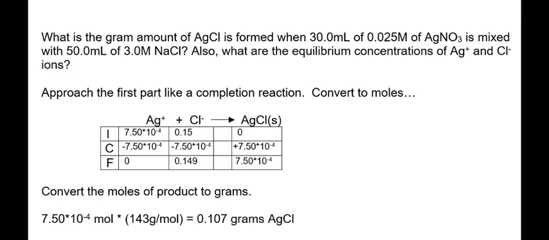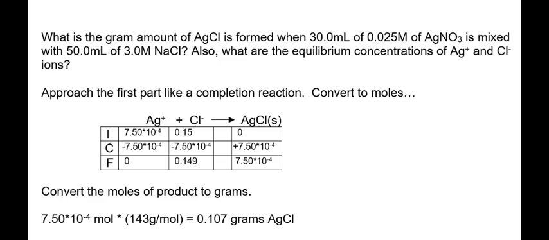Now I'd like to show you a couple problems where you're asked to predict the amount of precipitate formed given an excess amount of one of the ions in the precipitate, and then determine the equilibrium concentrations of the constituent ions. So in this case, we have silver chloride as the precipitate forming from 30 mL of 0.025 molar silver nitrate and 50 mL of 3 molar NaCl. So it should be pretty clear that NaCl is in excess with that high molarity of 3 molar.